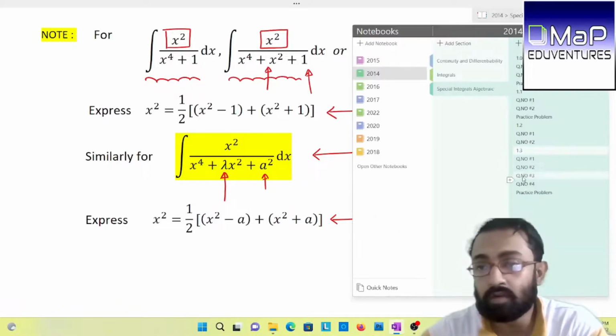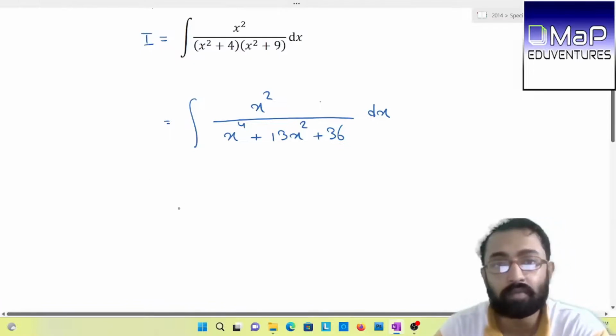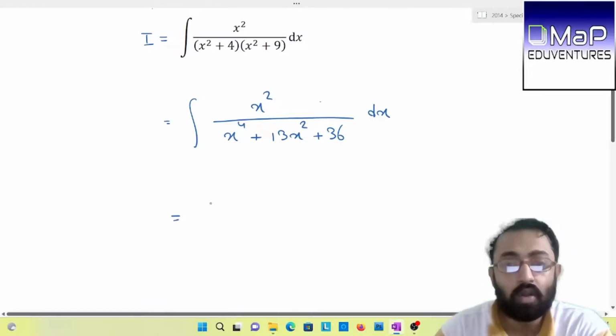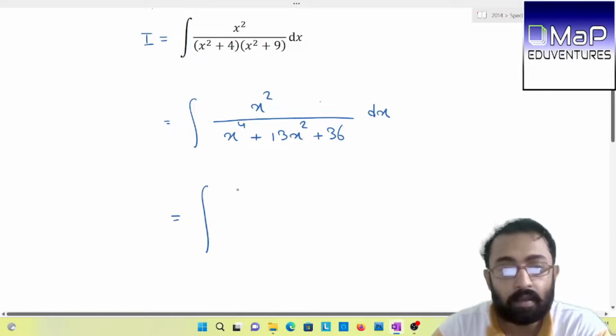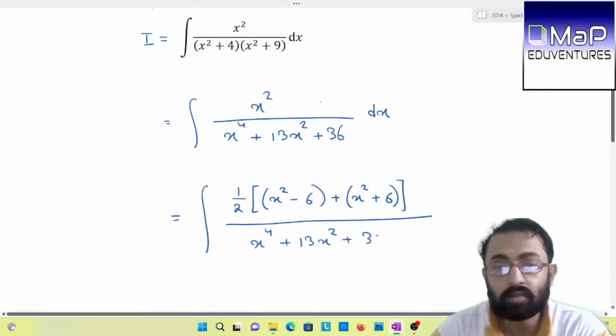Now if you compare what we have got here, it will resemble the form that we have just looked at. So following the form, let me express x square as half of (x square minus 6 plus x square plus 6) whole divided by x to the power 4 plus 13x squared plus 36 dx.